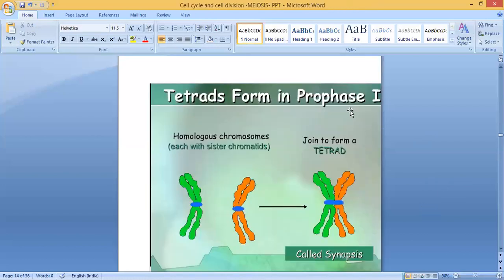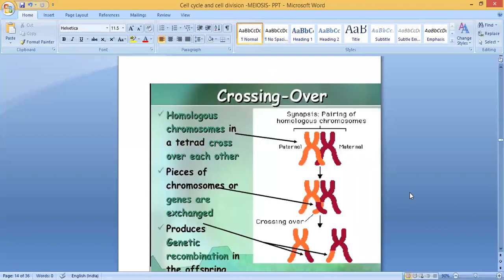The tetrads form in prophase 1. Here what is happening? The homologous chromosomes, each with sister chromatids. This one chromosome has two sister chromatids, and this is another chromosome with two sister chromatids. All four join to form a tetrad. Crossing over will take place in one pair. It is now called a tetrad: 1, 2, 3, 4. Four sister chromatids are there, so it is called a tetrad. This is called synapsis.